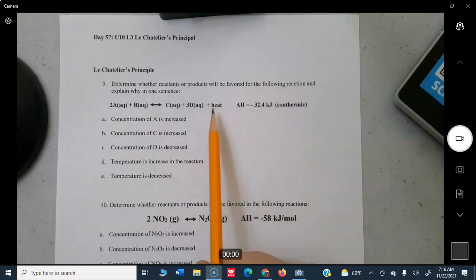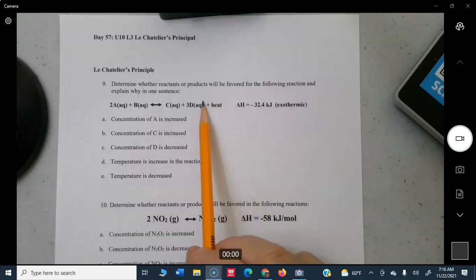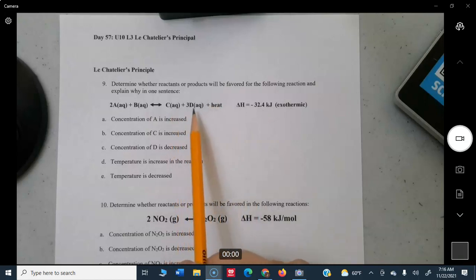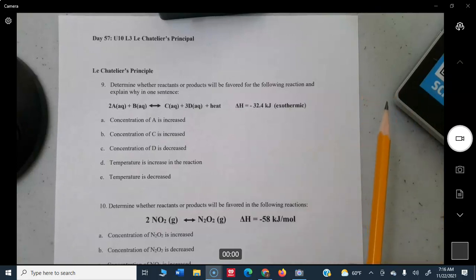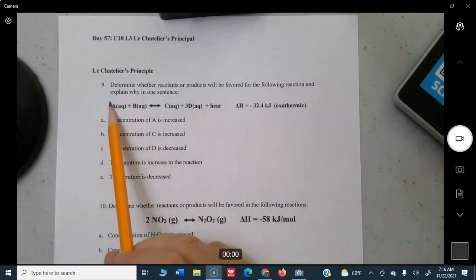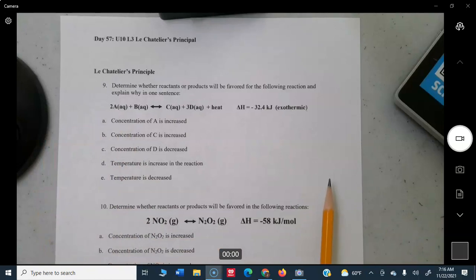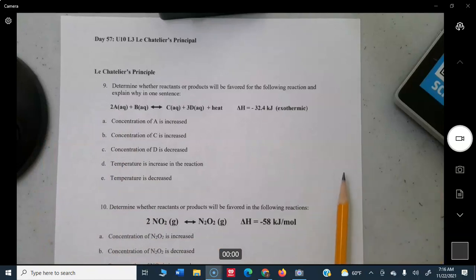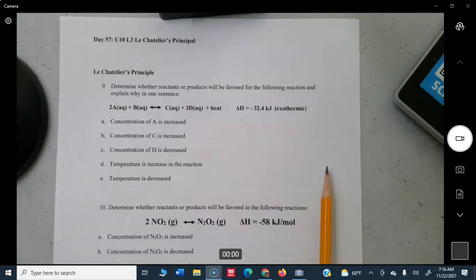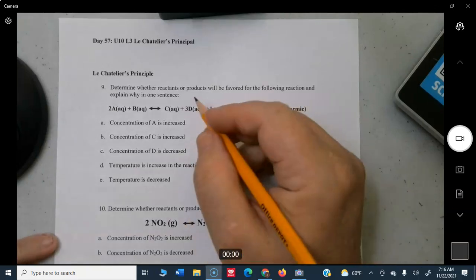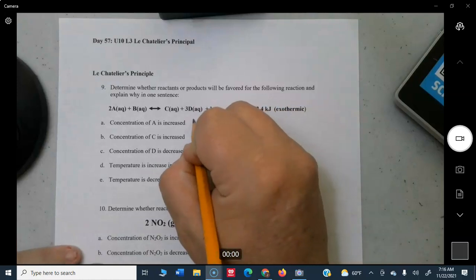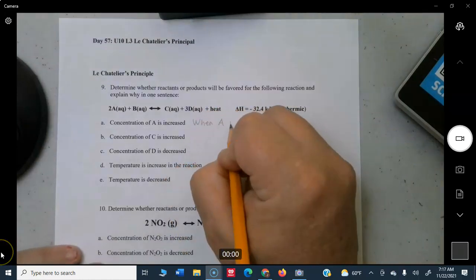But this is something you need to know: if it's exothermic, it means heat is treated like a product. It's coming out of the product side, so it's coming off into the atmosphere, for example. And so there's a number for it. So the concentration of A is increased. That's right here. I want you to write out these explanations. We're going to work most of them together, and I'll give you a few to leave on your own. So the concentration of A is increased. I'd like you to write this out.